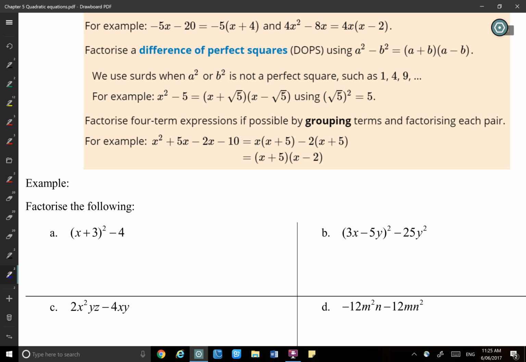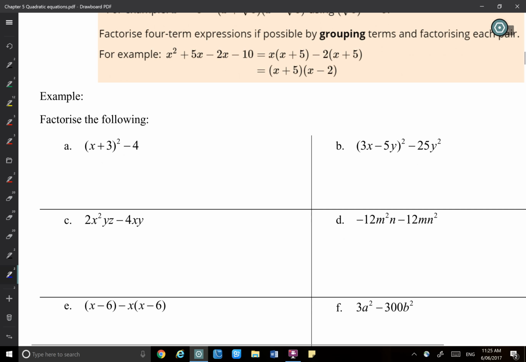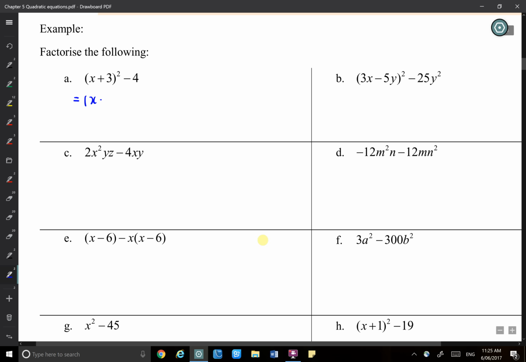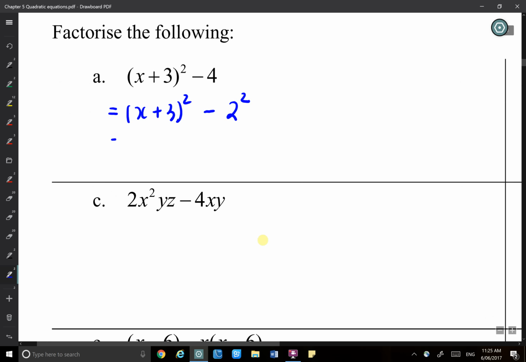Okay, so first we check whether there's any common factor. Second, if you have 2 terms, you think about difference of perfect square. And number 3, have 4 terms, you will think about, oh, can I do grouping? Okay, so have a look here. So I can see that's a 2 term, and I have some squared, and I have the minus sign here. So I can say that's x plus 3 squared minus 2 squared. That gives me x plus 3 plus 2, x plus 3 minus 2. And I have x plus 5 and x plus 1.